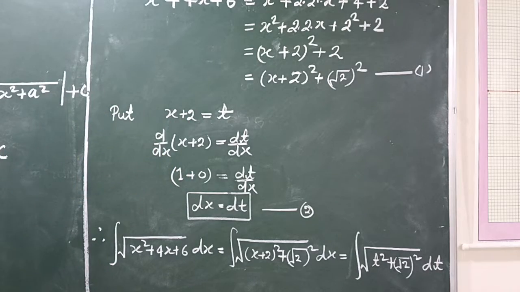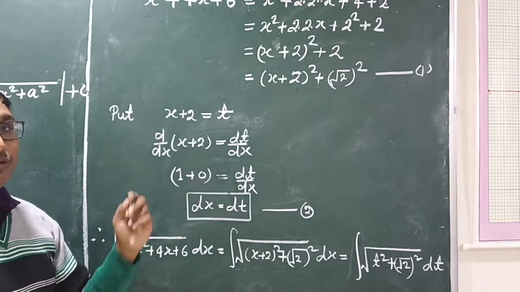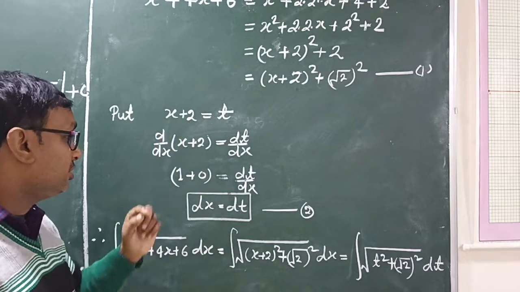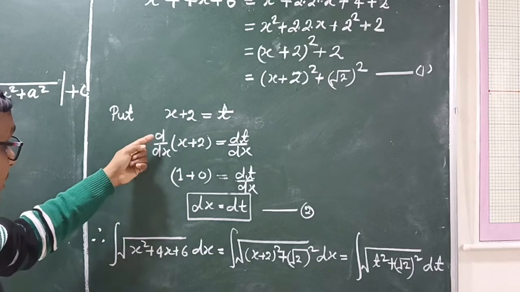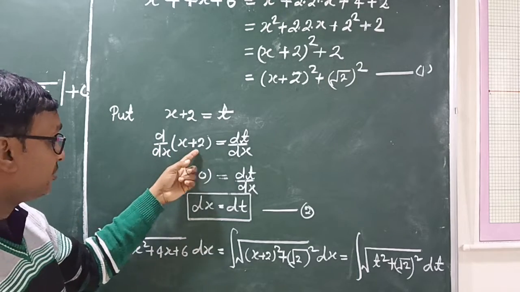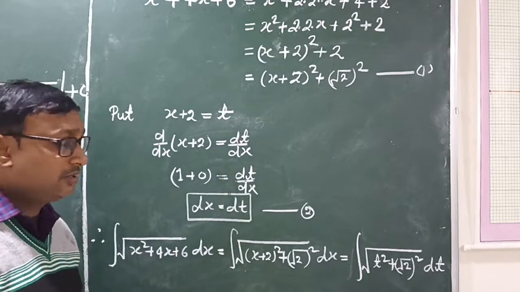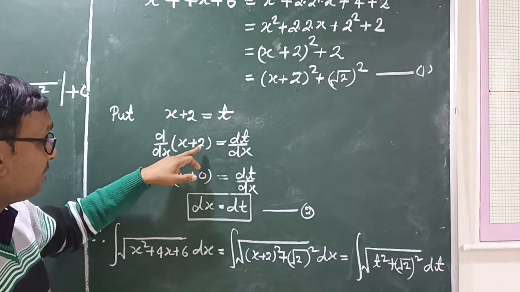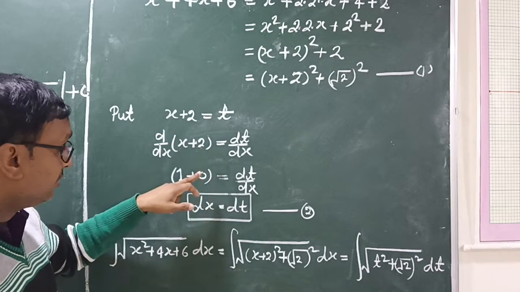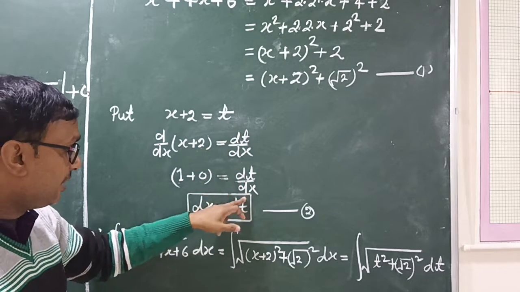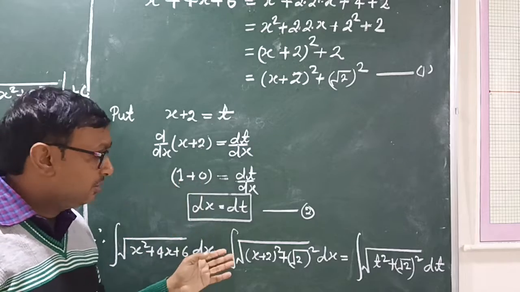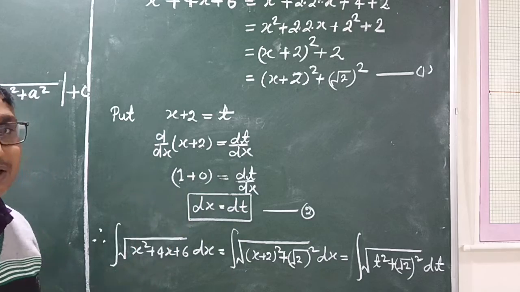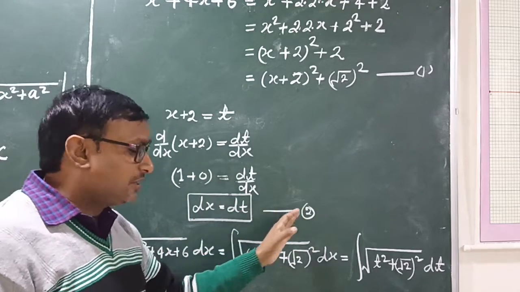Clear? Next, put x plus 2 equal to t. Differentiating with respect to x, we get d upon dx of x plus 2 equal to dt upon dx. The differentiation of x is 1 and the differentiation of the constant term 2 is 0. So dt upon dx is 1 plus 0, that is 1. Sending dx to the left side, we get dx equal to dt. Clear? Suppose this is equation number 2.